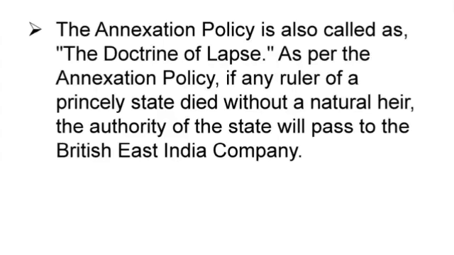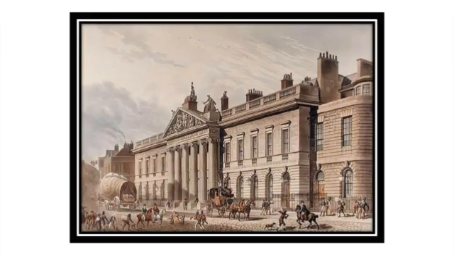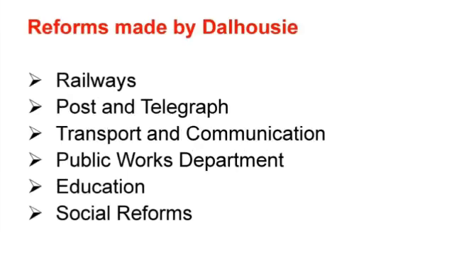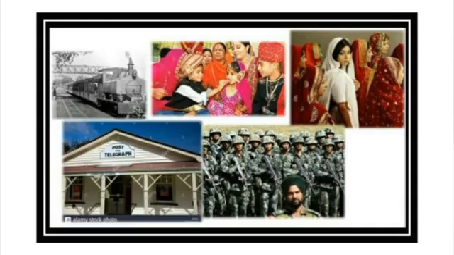As per the annexation policy, if any ruler of a princely state died without a natural heir, the authority of the state would pass to the British East India Company. The rules and regulations of the policy are actually many, but the main term is this: suppose a ruler dies without a natural heir, so he does not have his own son, even if he has an adopted son, then that particular kingdom immediately after the death of the king will go to the East India Company.